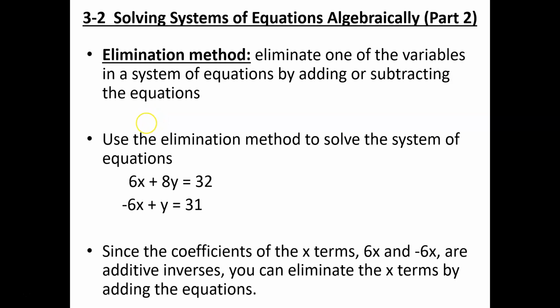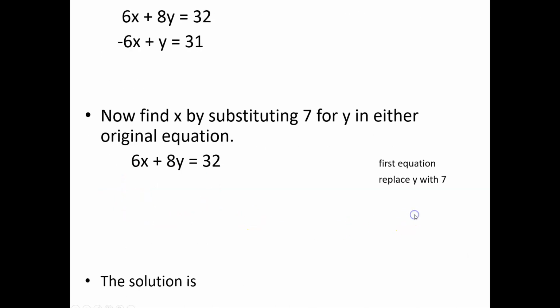So use the elimination method to solve the system of equations right here. Since the coefficients of the x terms, 6x and negative 6x, are additive inverses, that means one is a positive, one's a negative, and the coefficient is the same, you can eliminate the x terms by adding the two equations together. Let's give that a try.